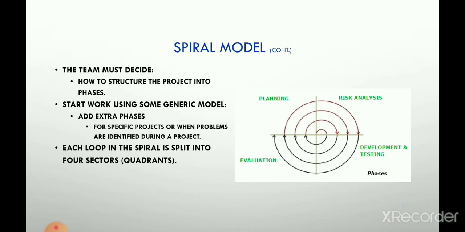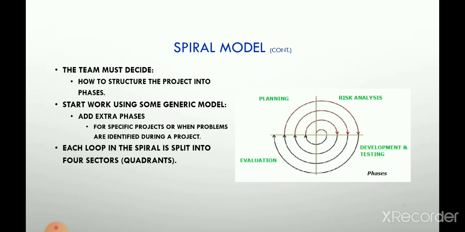The team must decide how to structure the project into phases. Start work using some generic model, and add extra phases for specific projects or when problems are identified during a project. Each loop in the spiral is split into 4 sectors or quadrants.